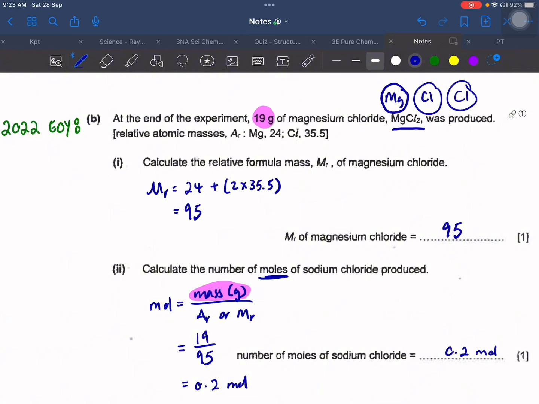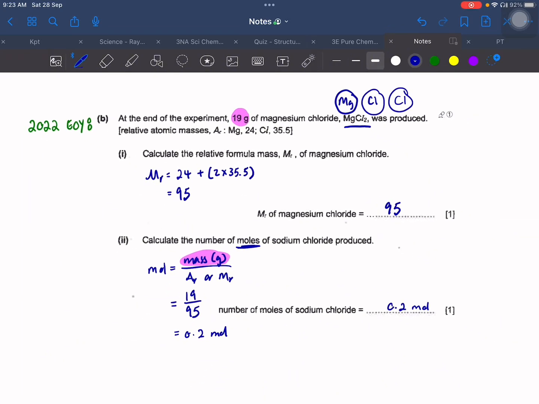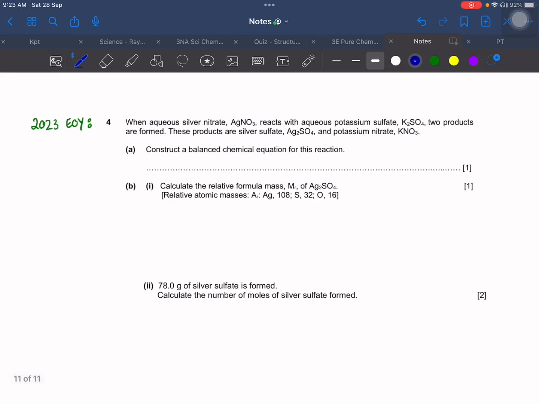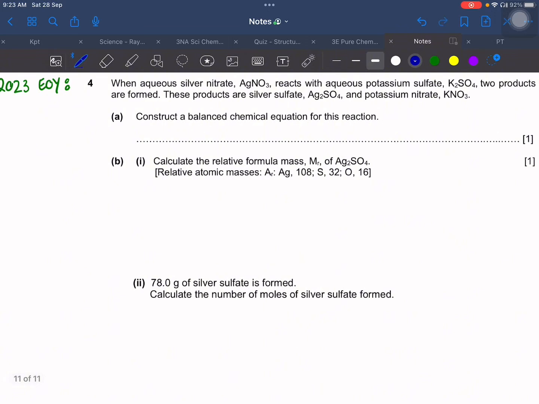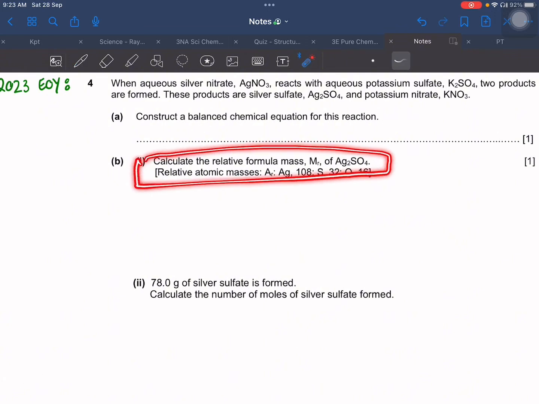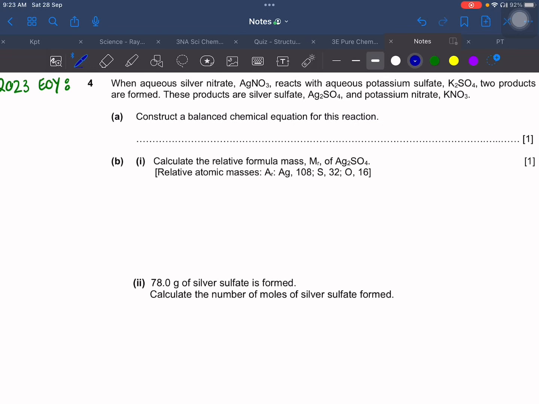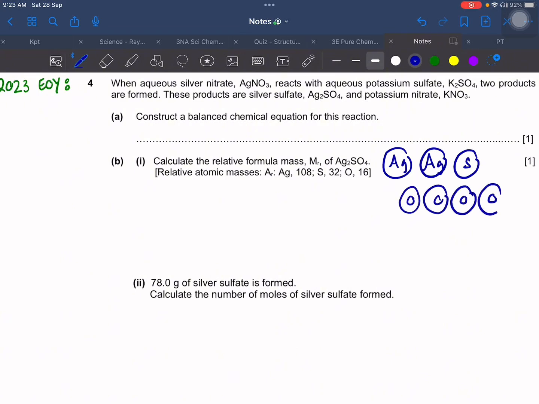Right, I hope you're getting the hang of it. We'll take a look at one last paper from 2023 to see how to apply this formula. In 2023's end of year paper, we just focus on 4b. You're supposed to calculate the relative formula mass of this chemical, Ag2SO4. So similarly, look at it. You should know that there's 2 Ag, there's 1 S, and there's 4 of the O.